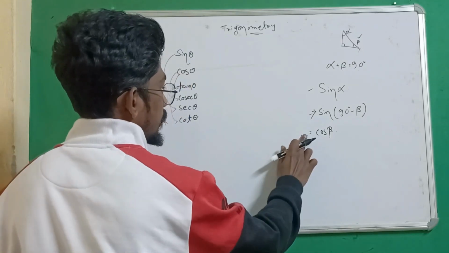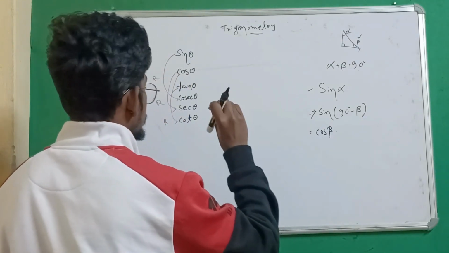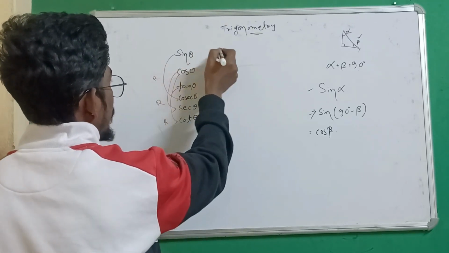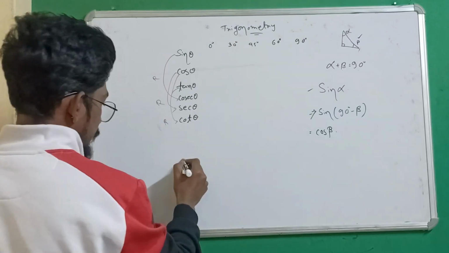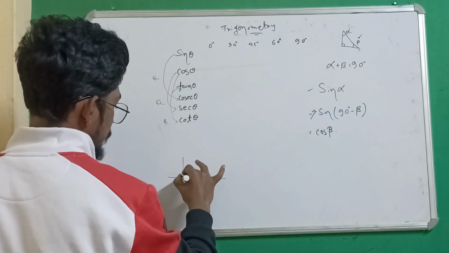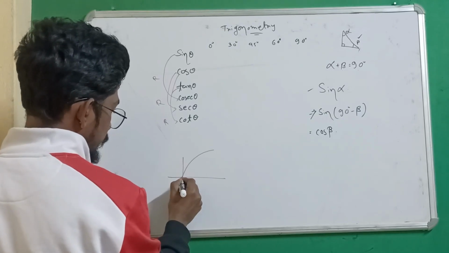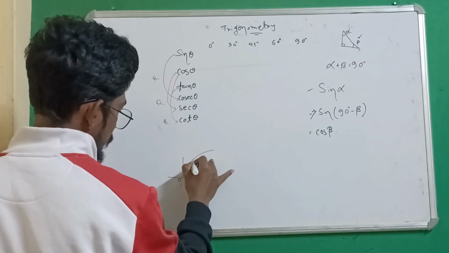Next, now I will give you one idea. The sine value of 0 degree, how can you remember? You will first of all remember the graph of sine. This is the graph of sine. It is starting from 0. Then it is increasing.